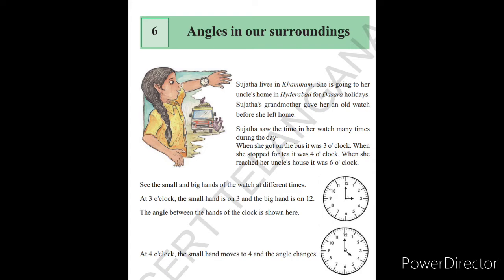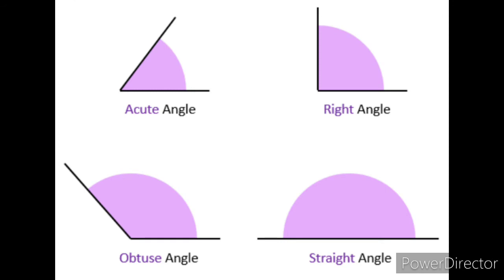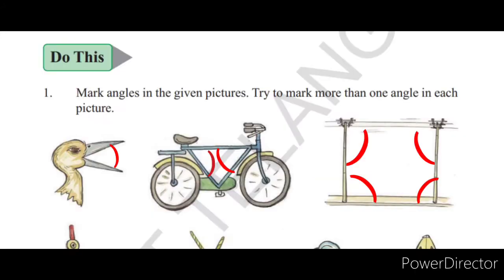Okay, already in the previous video we have discussed the types of angles. So what are the types of angles? If the angle is 90 degrees, then we call it a right angle. If the angle is less than 90 degrees, that is an acute angle. If the angle is greater than 90 degrees and less than 180 degrees, it is an obtuse angle. And if it is a straight line, the angle is 180 degrees, we call it a straight angle. These are the different types of angles we have already discussed in the previous video.